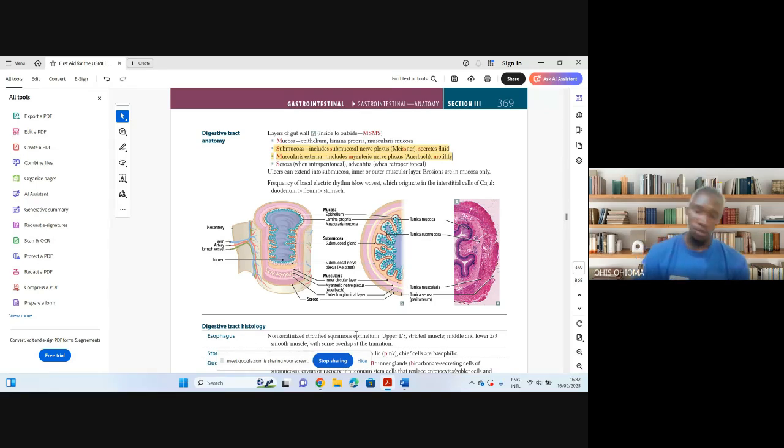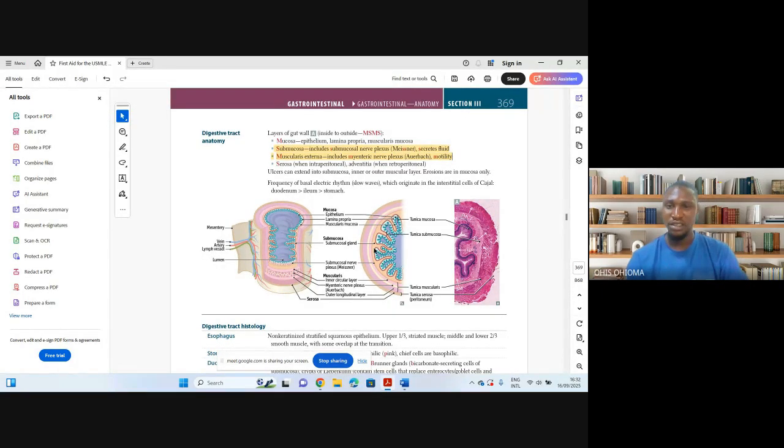Secondly, you need to understand the difference between ulcers and erosions. Ulcers involve all the layers of the gut wall. So the mucosa, the submucosa, the muscularis externa and the serosa can be affected in an ulcer. But an erosion just simply means a sloughing of the mucosa layer, right? And that is very, very high yield for you to know.